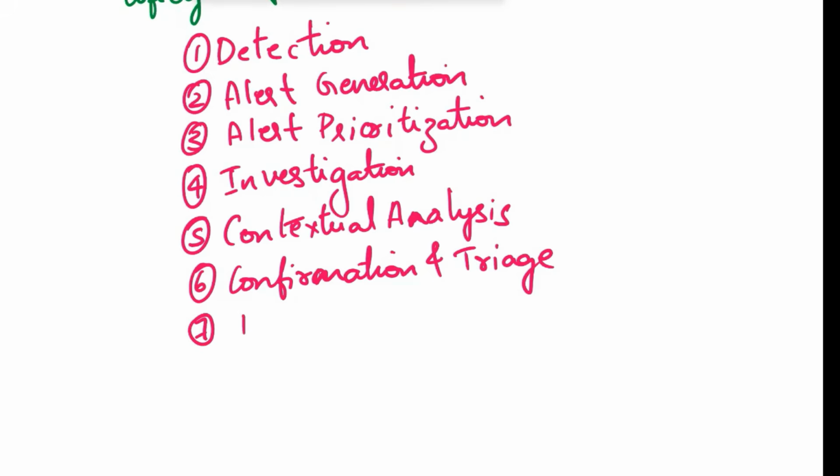Then the next step is incident response. If the alert is confirmed as a legit threat, the incident response process kicks into action. This involves containment to prevent further spread of the threat, eradication to remove the threat from the affected systems, and recovery to restore affected systems to a secure state. The response actions can vary based on the nature and severity of the incident.